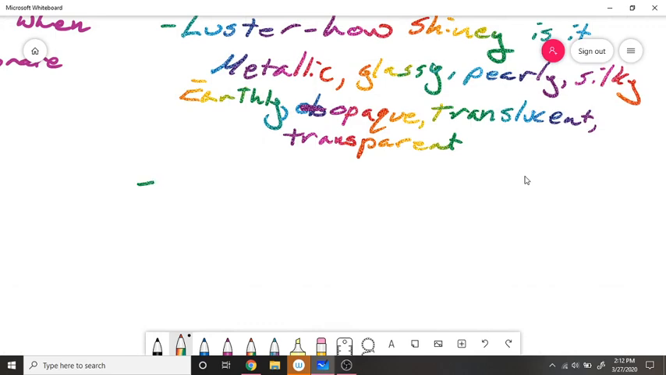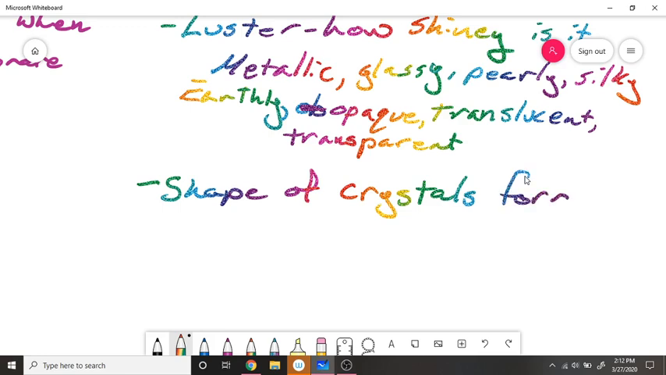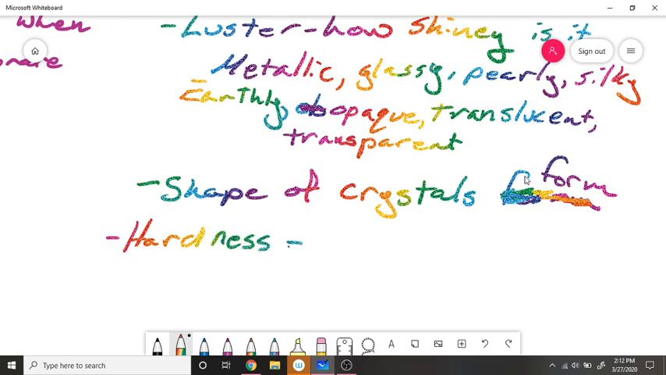They're classified on the shape of the crystals that they form. That shape of the crystals tells a lot about what elements are making up the compound. They are also classified on how hard they are. So the hardness of the mineral. And they use a classification called the Mohs scale.